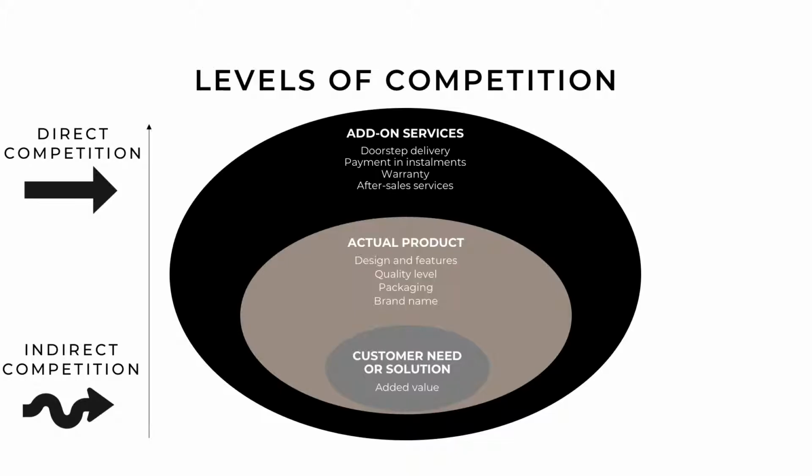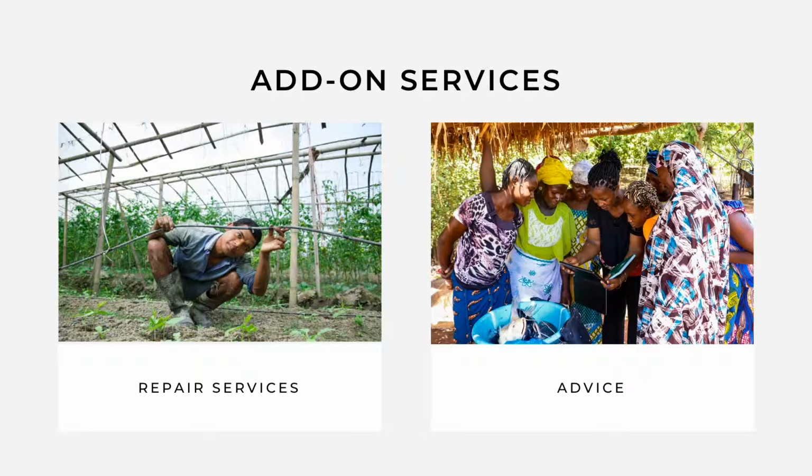Okay, let's move on to the outermost circle. Here we're talking about the add-on services. This includes any type of service that you provide with your product. This could be doorstep delivery of a product, or payment in installments, a warranty, or after-sales services, like for example fixing stoves that are used for burning briquettes as an add-on service, or advice on water-efficient irrigation methods, etc.